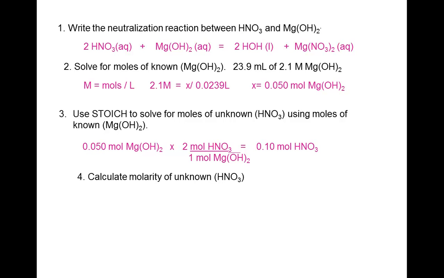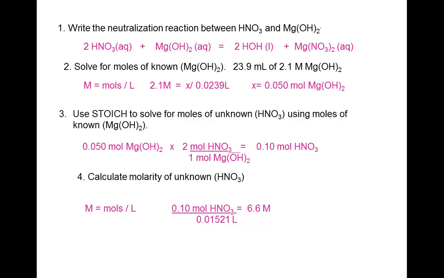Remember, you're using the moles of nitric acid that you just solved for in step 3, and you're using the volume given to you in the problem, remembering, of course, to convert it into liters. So when you do that, what we end up with is that the nitric acid must have been 6.6 molar.